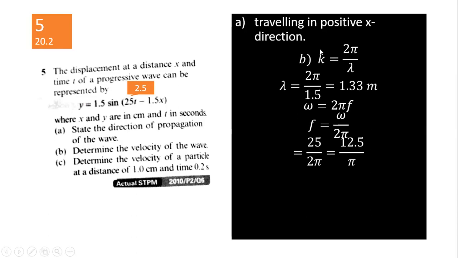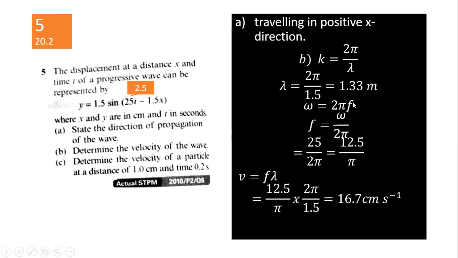This one, they take the lambda across, take the k down. k is 1.5. That's your k. Then this one, omega. Omega is 25. That's your 2 pi f. Then you can divide by 2 to write in terms of pi, or you can calculate out, whichever you prefer. So velocity is f lambda, right?